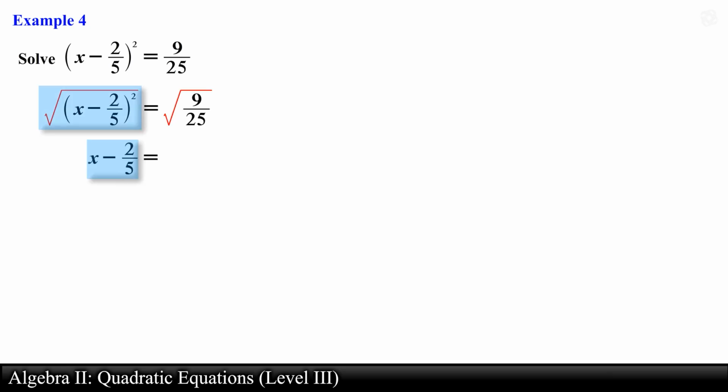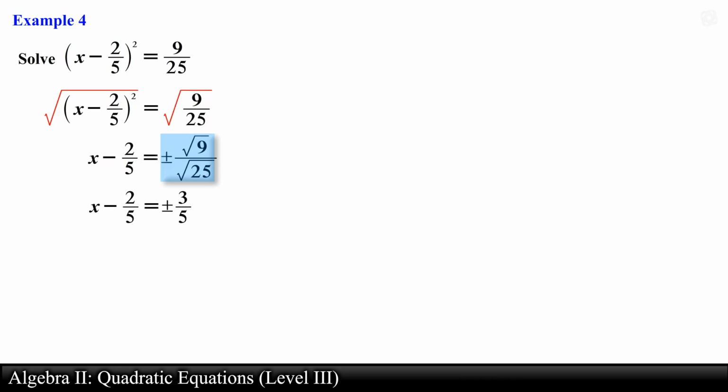The left-hand side simplifies to x minus 2/5, and the right-hand side can be simplified by taking the square root of both the numerator and denominator, as follows. And this expression simplifies to positive negative 3/5. Next, we solve for x by adding 2/5 to both sides.